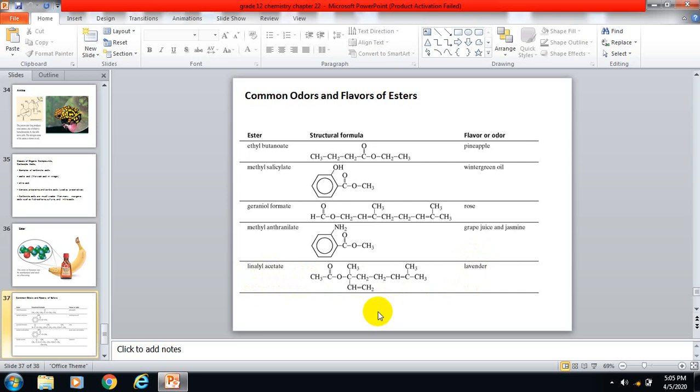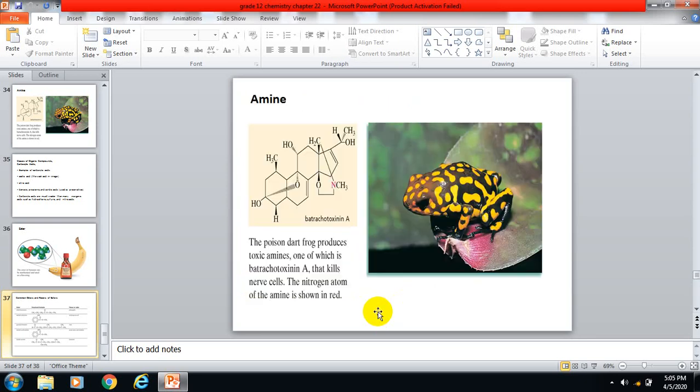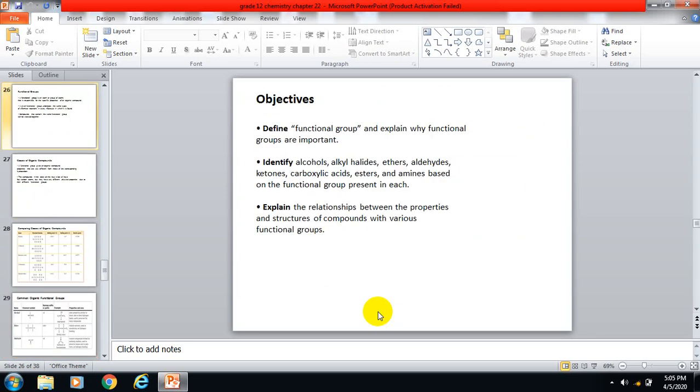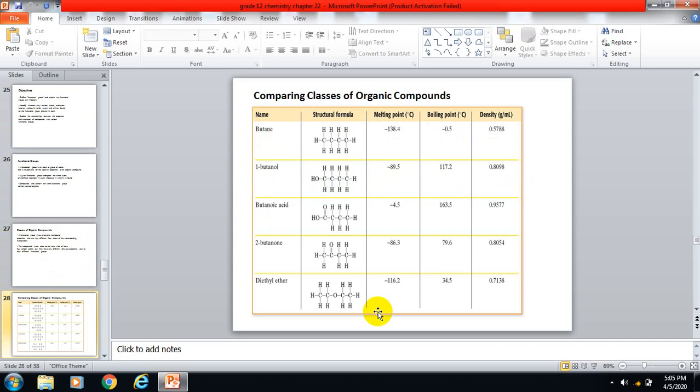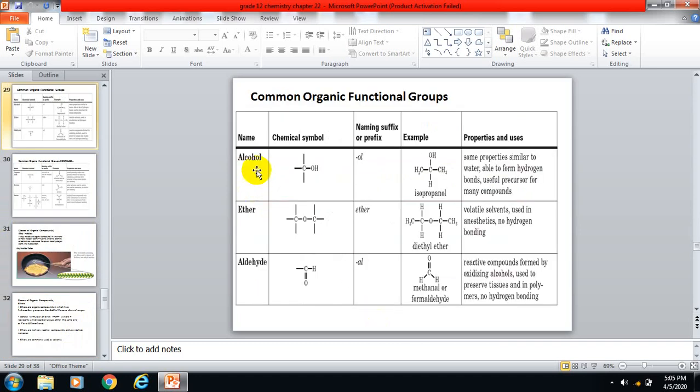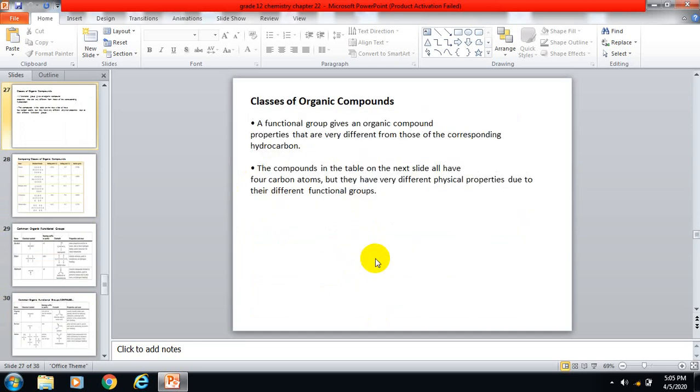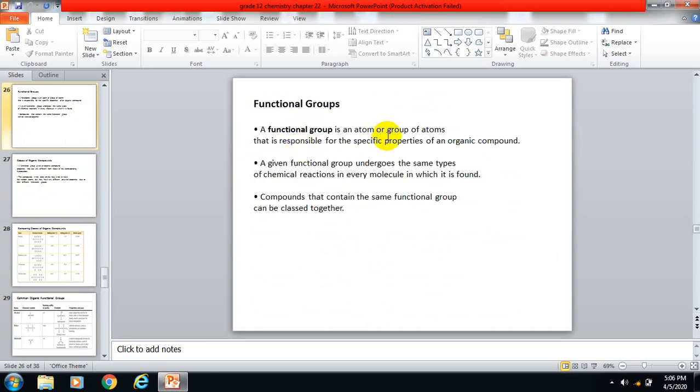Remember, by putting something into the main carbon chain or hydrocarbon, by changing the last suffix, by different names and different functional groups, like alcohol, it will change the property. So functional groups are considered to be what? They give an organic compound properties that are very different from those of the corresponding hydrocarbon. A functional group is an atom or group of atoms that is responsible for specific properties of an organic compound.